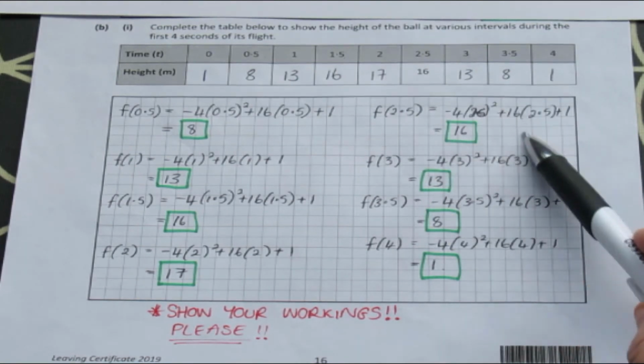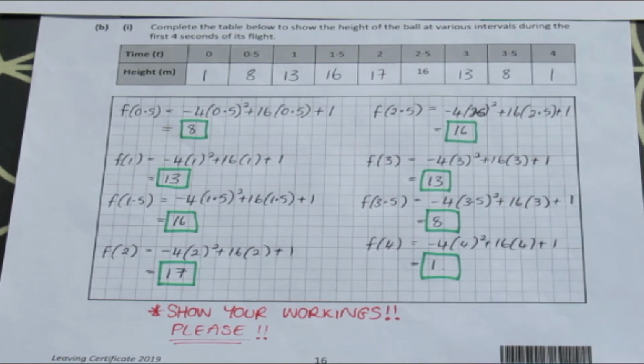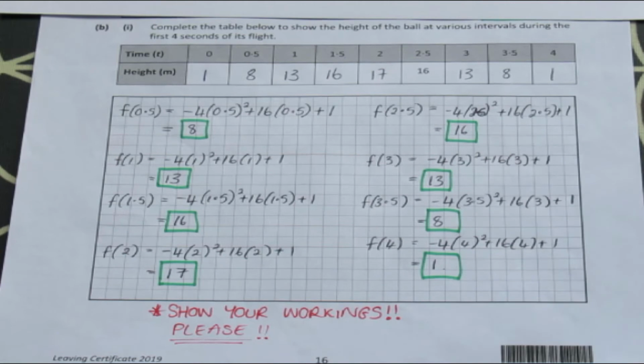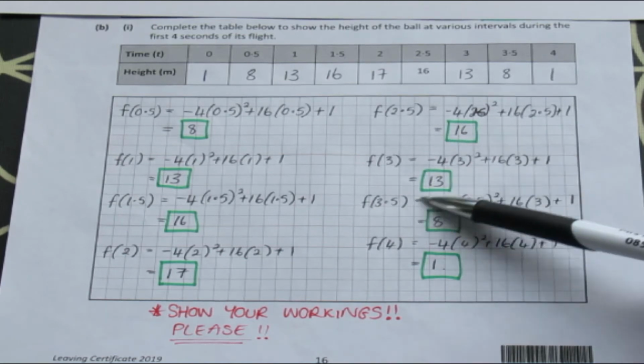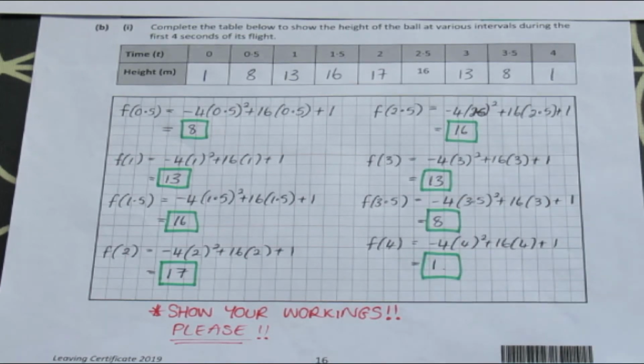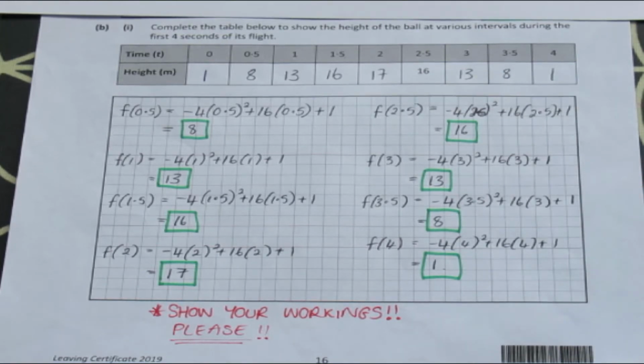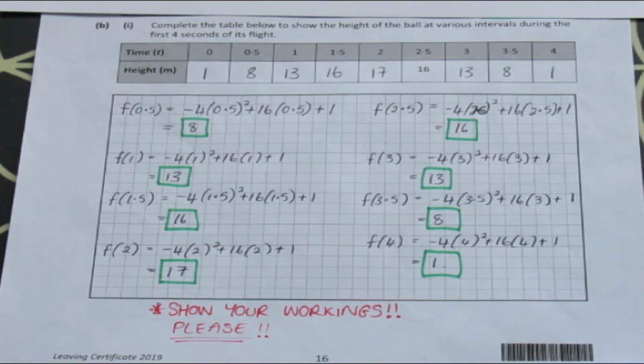Now I have done the 2.5 on here just to show how we would have got 16. You're not necessarily required to put that one in. I always highlight my answer so it's very easy for me to see. Make sure you put the answers back into the grid. That's what they're asking you to do. And please show your working. You must show your workings.